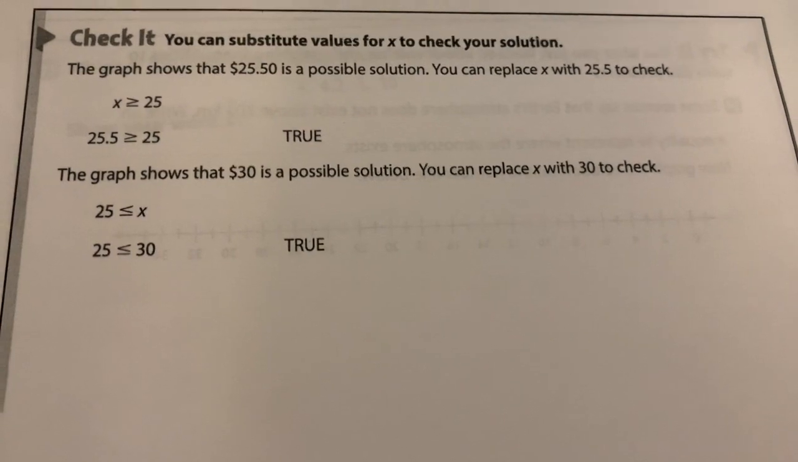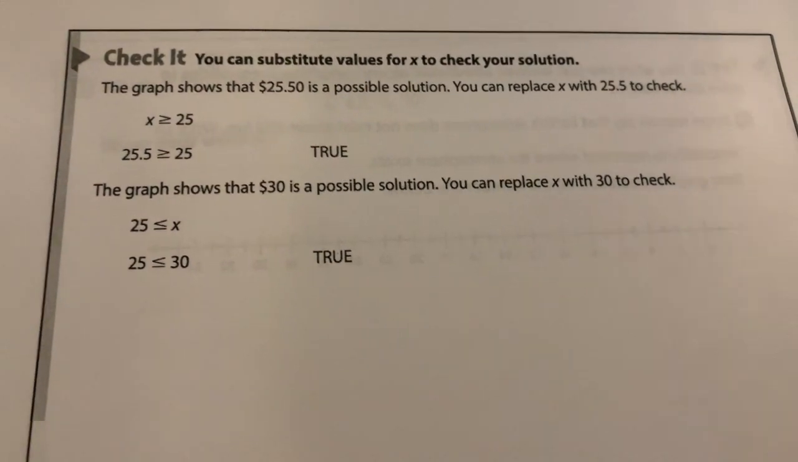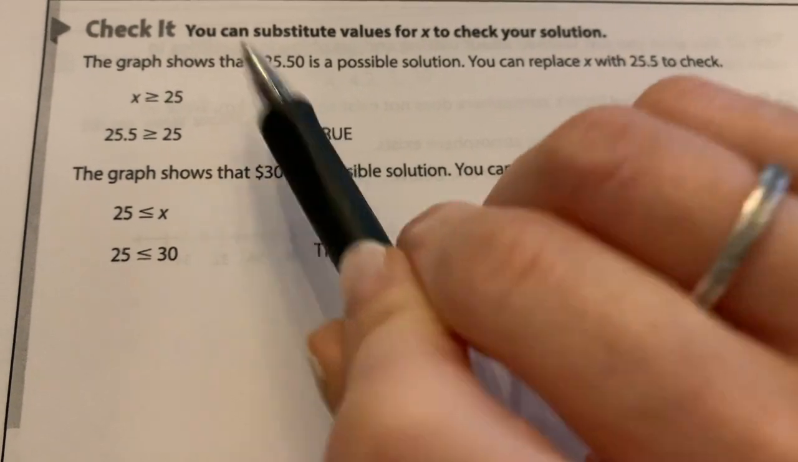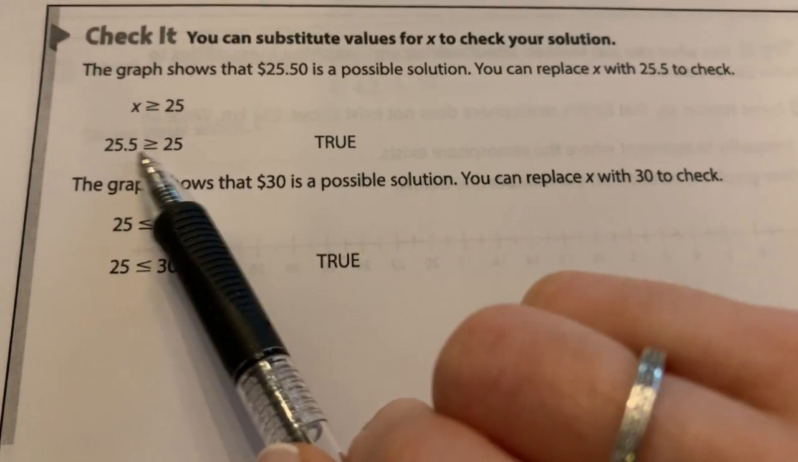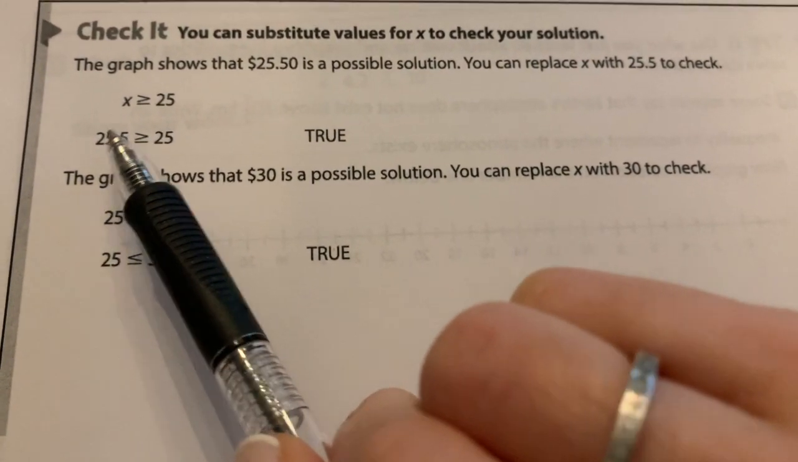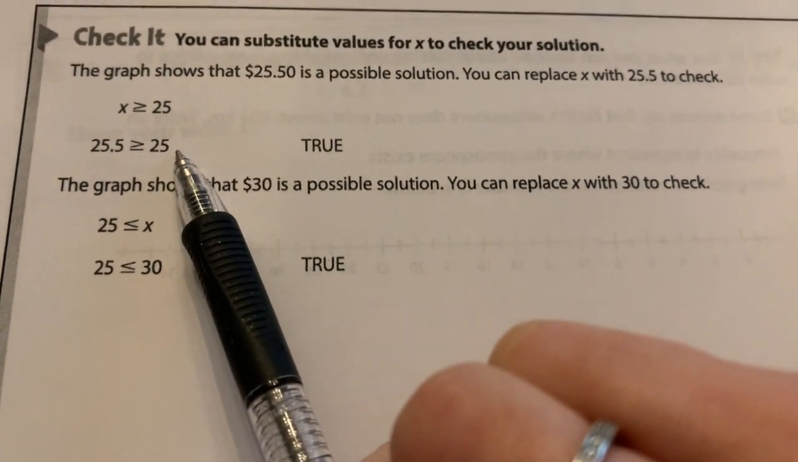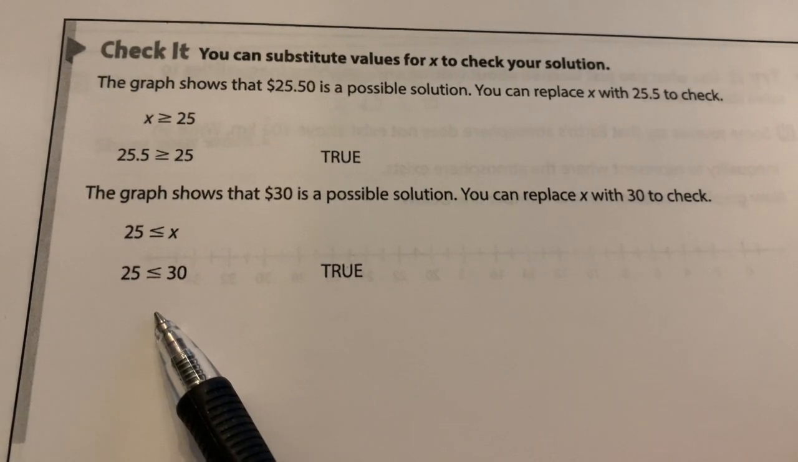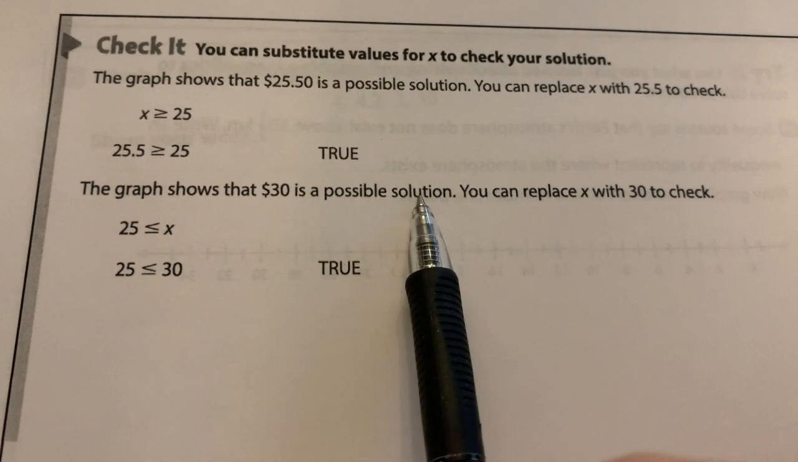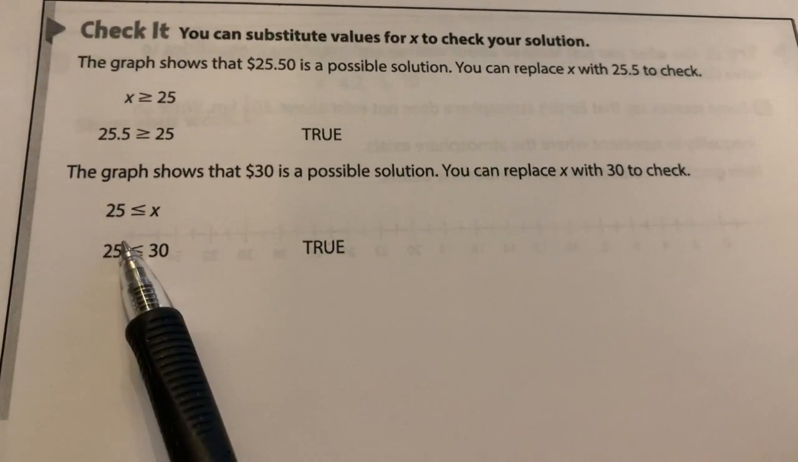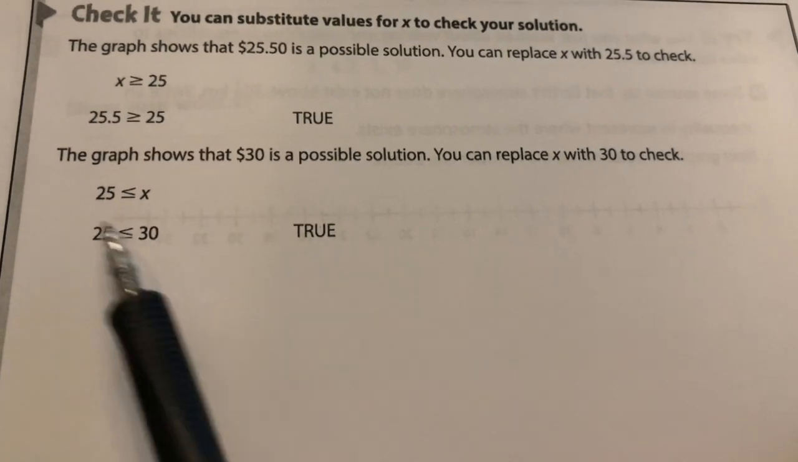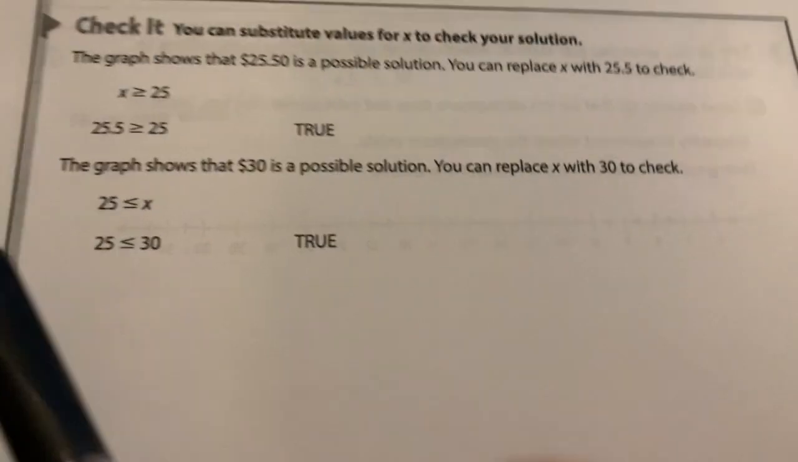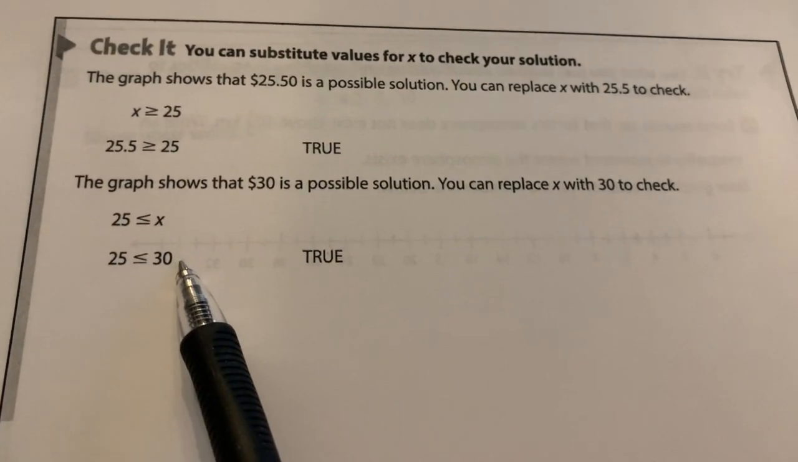Again, you can check, you can substitute values in. Something as simple as just 50 cents more, you can see is a possible solution by replacing it with x. So $25.50 is indeed greater than or equal to 25. The graph shows that $30 is a possible solution. We can check that as well. They just swapped it around. They said 25 is less than or equal to x to show you that it works both ways. And that holds true also.